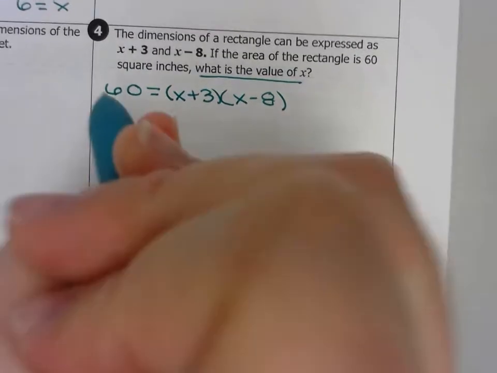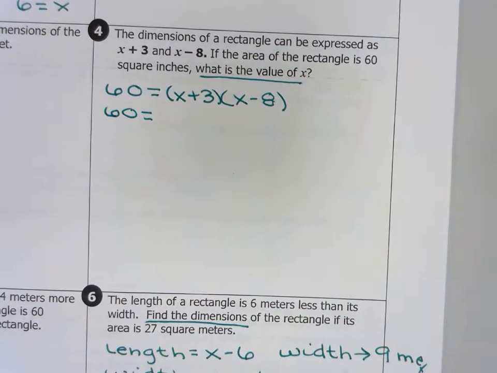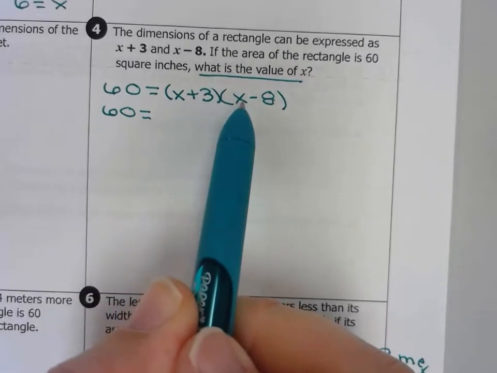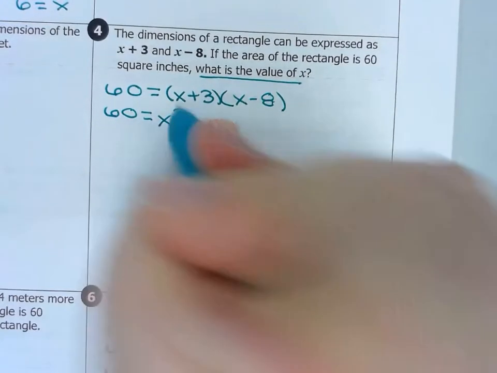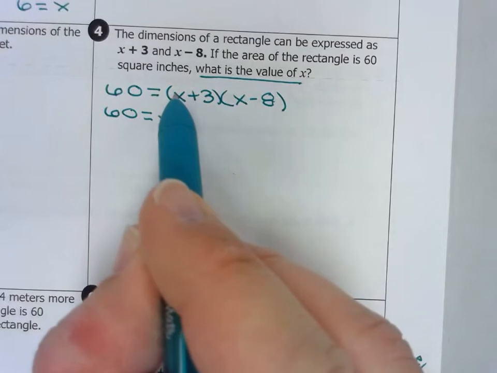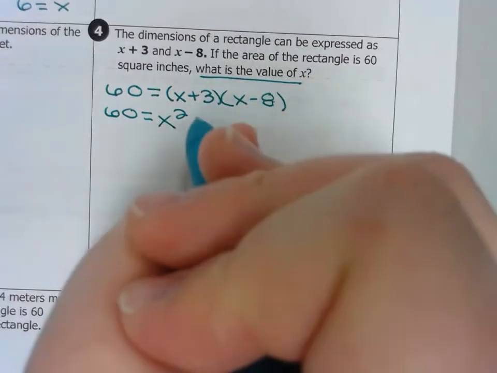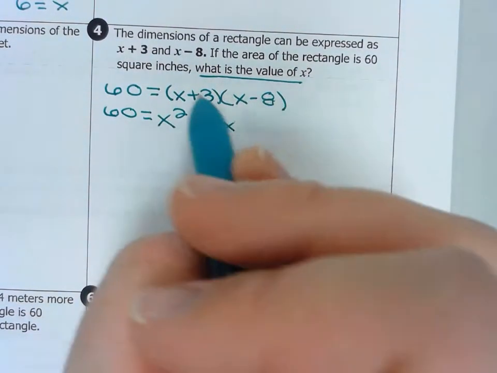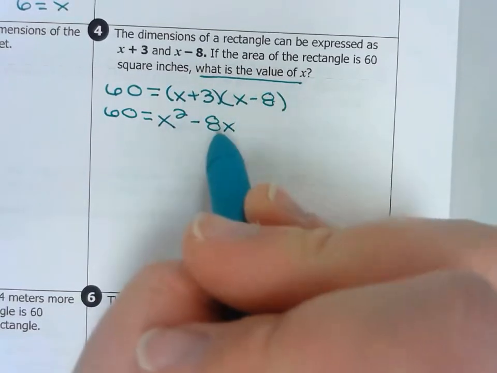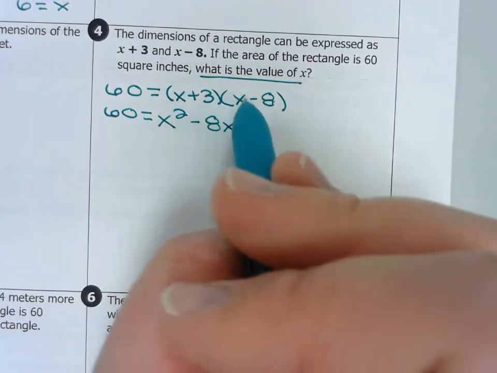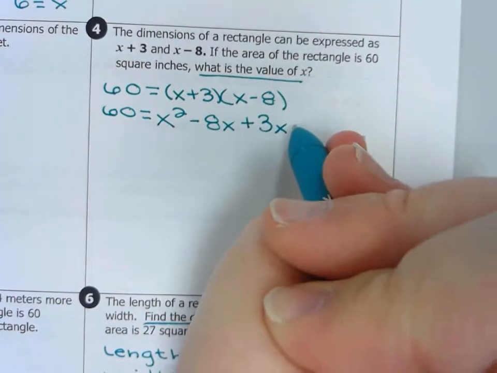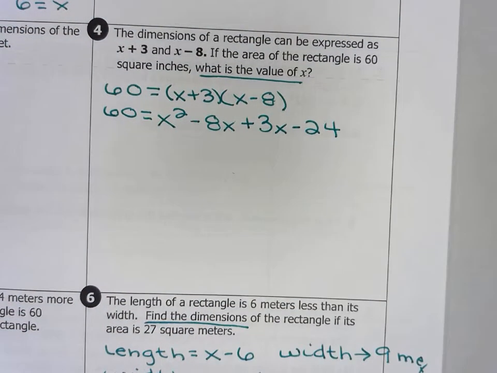So I still have 60 on the left. I'll move it over in a second, but I'm going to wait till I FOIL so I can see what I'm going to combine the 60 with when I move it over. So as I FOIL, I multiply the first two. What's x times x? X squared. Multiply my outside two, x times negative 8: negative 8x. We'll get the negative 24 in a second. So x times x is x squared. X times negative 8, negative 8x. Look at the 3. 3 times x, plus 3x. And then 3 times negative 8, negative 24.